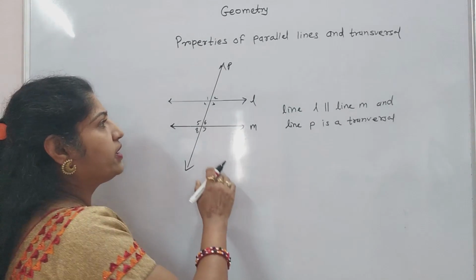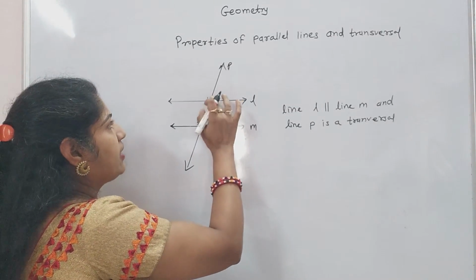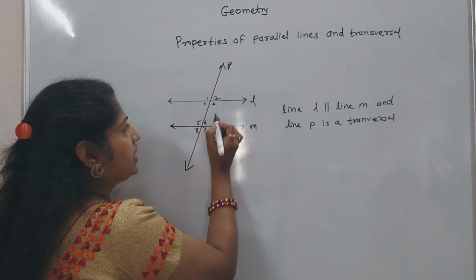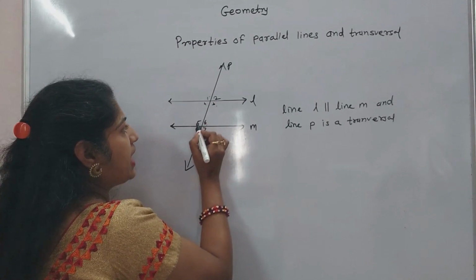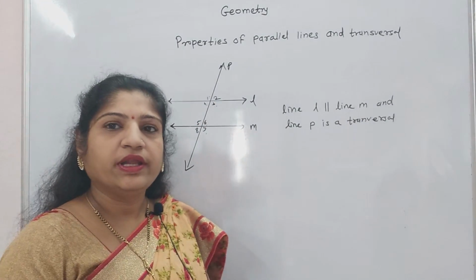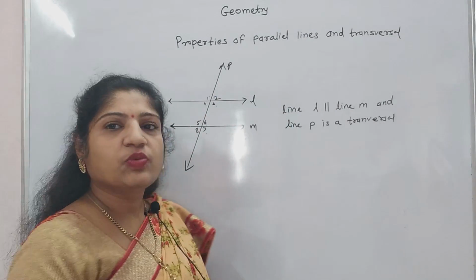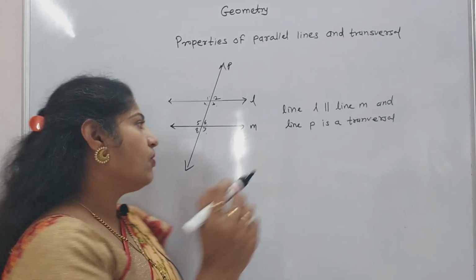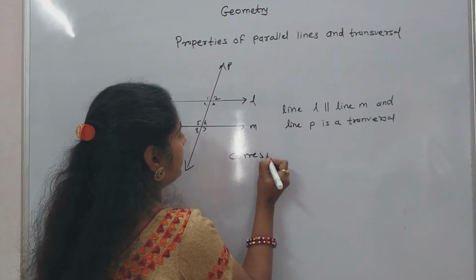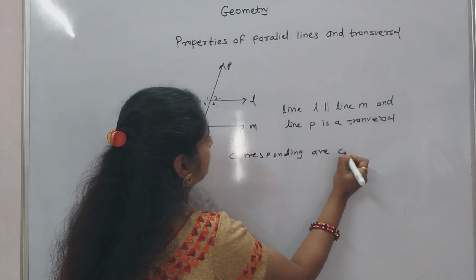Now first of all, what is the pair of the corresponding angle? Angle 2 and 6, angle 3 and 7, 1 and 5, 4 and 8. These are the corresponding angles. And when the lines are parallel, corresponding angles are congruent. Pair of corresponding angles are congruent.